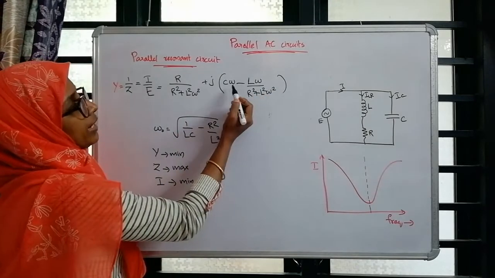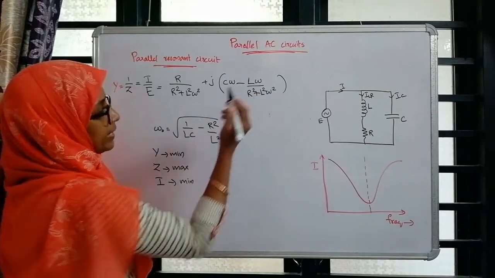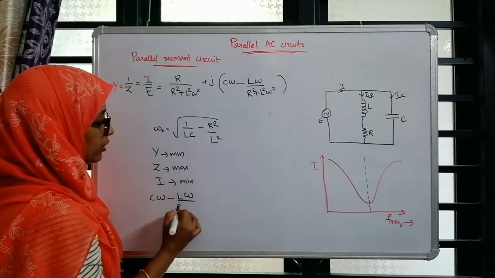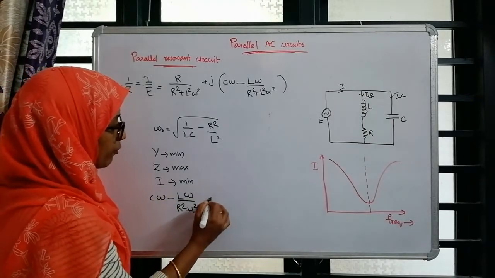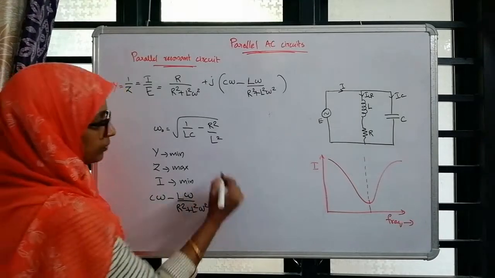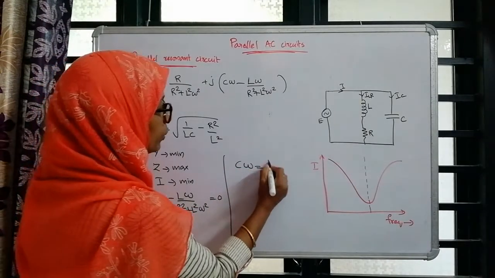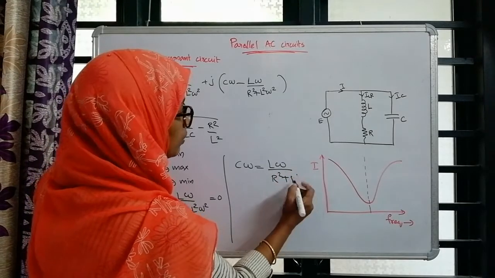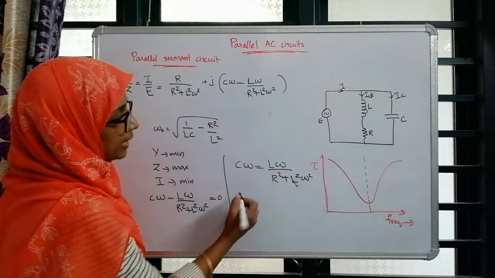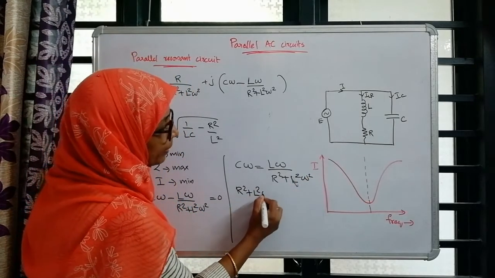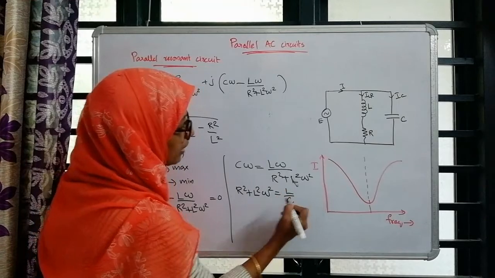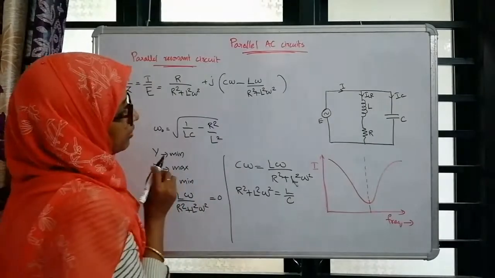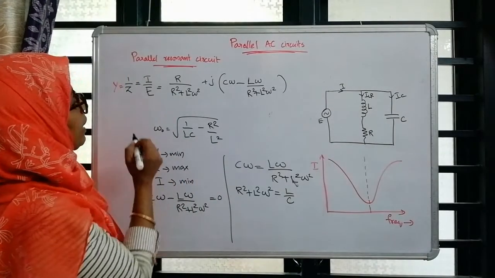So, we have done this explanation with the help of the magnitude of admittance, by vanishing the imaginary part, that is C omega into this term minus L omega is equal to 0. Similarly, we can say at a resonance condition this term vanishes. C omega minus L omega by R square plus L square omega square vanishes, which implies C omega is equal to L omega divided by R square plus L square omega square. That is R square plus L square omega square is equal to L by C.